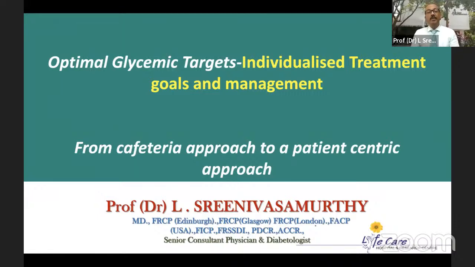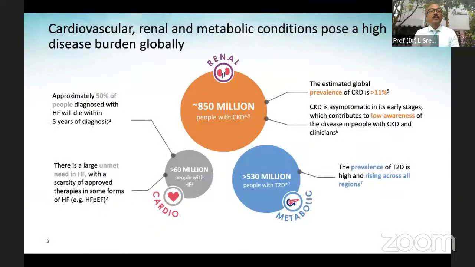And today we're going to talk about the optimal glycemic targets with the individualized treatment goals and what the guidelines say. Basically, from a cafeteria kind of approach, we are going to the patient-centric approach. So we know the cardiovascular, renal, metabolic conditions definitely pose a high disease burden globally. And you can look at this slide where it talks about the burden of CKD, CVD, and the metabolic burden with obesity.